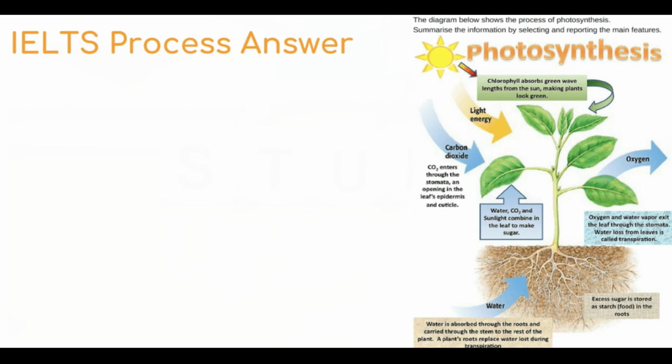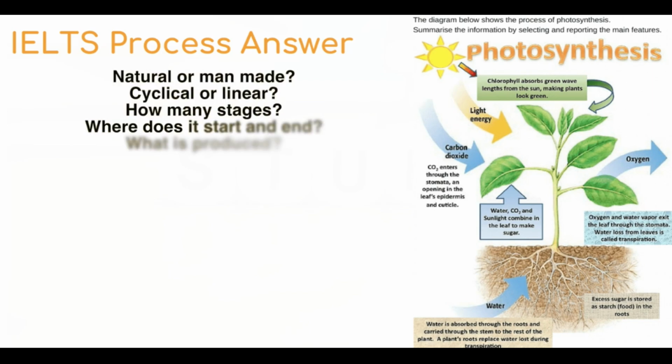Now let's move on to our overview. When it comes to processes, ask yourself these 5 questions to help you write your overview. Is the process natural or man-made? Is it cyclical or linear? In other words, does it repeat itself or does it have a clear end? How many stages are there? Where does it start and where does it end? And what is produced by this process?